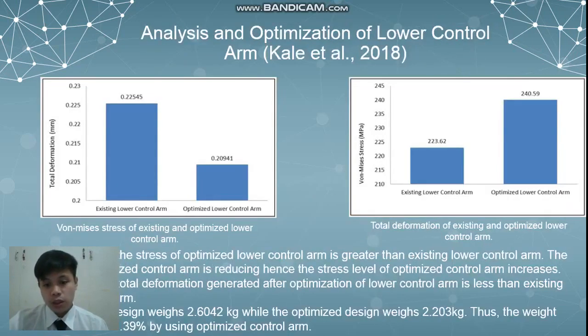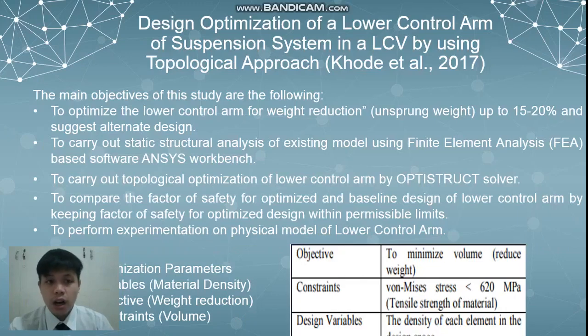For the weight reduction, it is stated that the weight is reduced by 15.39% because it changed from 2.6042 kilograms to 2.203 kilograms. Our second RRL is design optimization of a lower control arm of suspension system in a LCV by using topological approach.